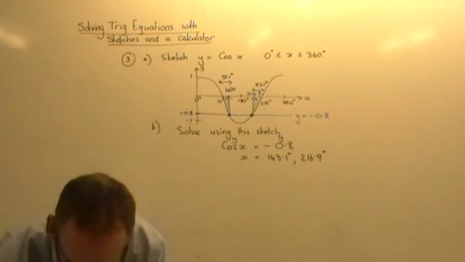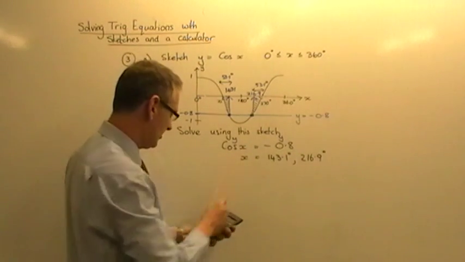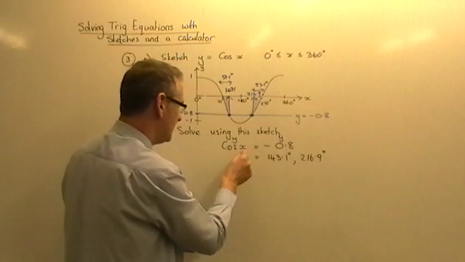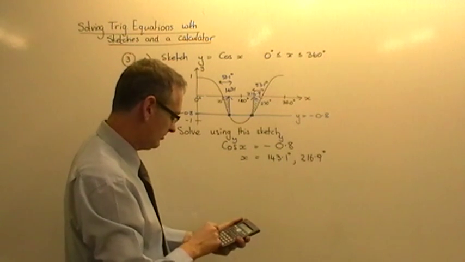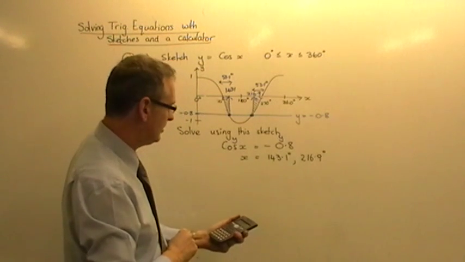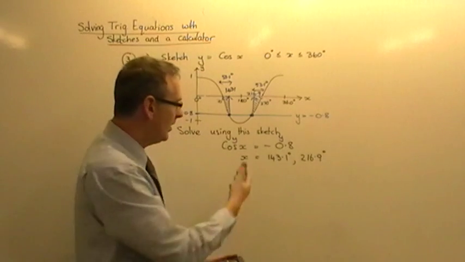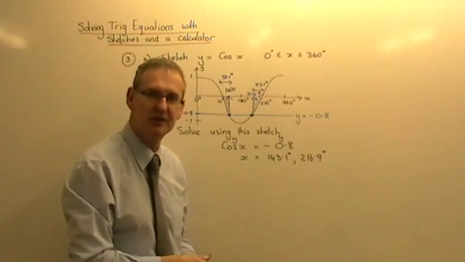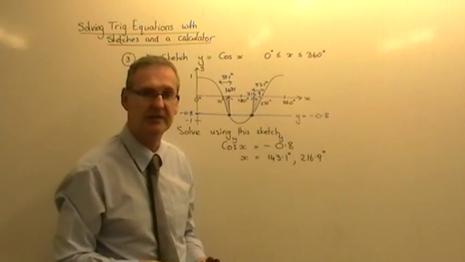I'll just quickly check that that second one is correct. What I'll do is I'll put that value into cos to check it works. So the cos of 216.9 is equal to, and you get an answer of minus 0.79968, which within the bounds of the approximation I've been making is minus 0.8. So it is the correct answer.